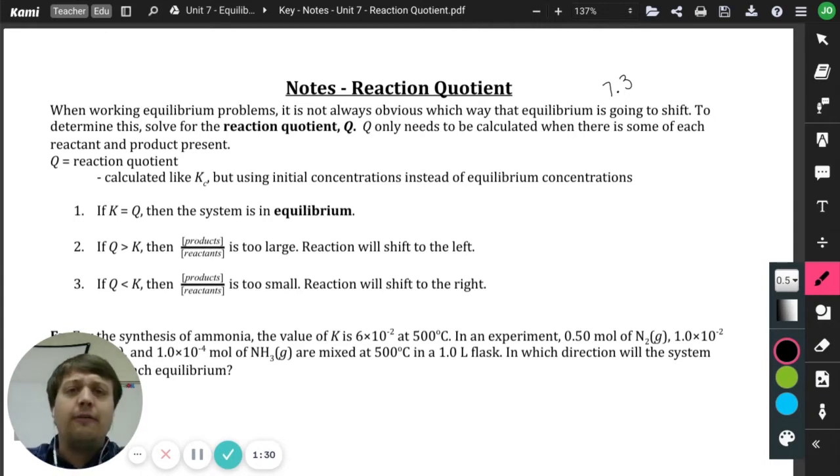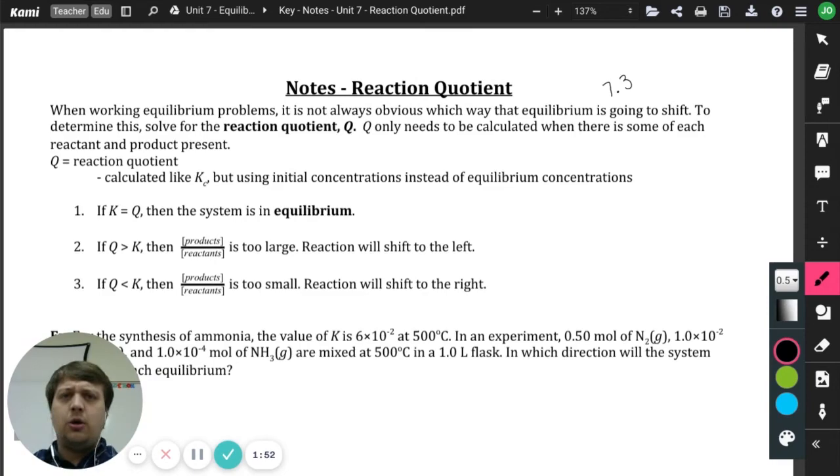So when we solve for our Q, basically what we're doing is we're trying to figure out, okay, well, if this reaction continues, are we going to be making more products? Are we going to be making more reactants? Or have we already reached equilibrium, and so we will be maintaining that consistency at that point, okay?